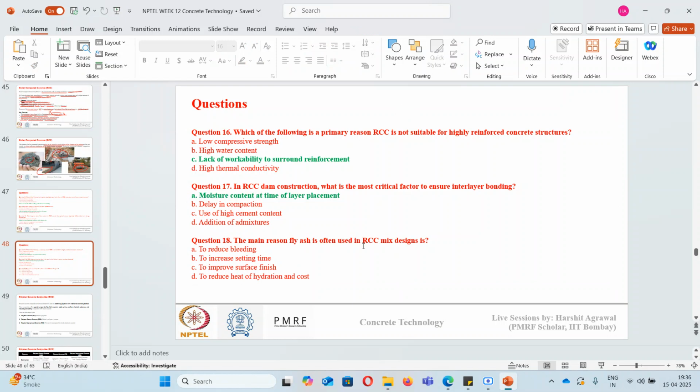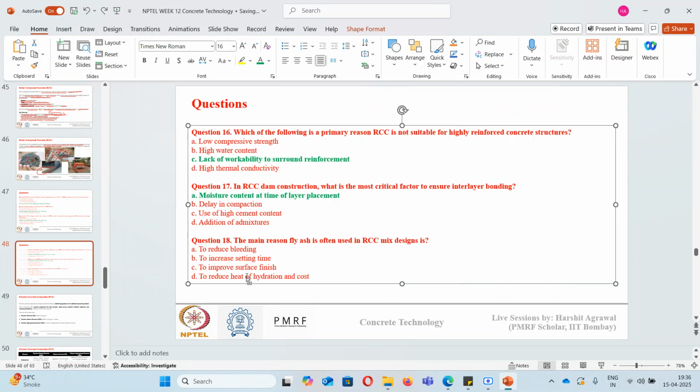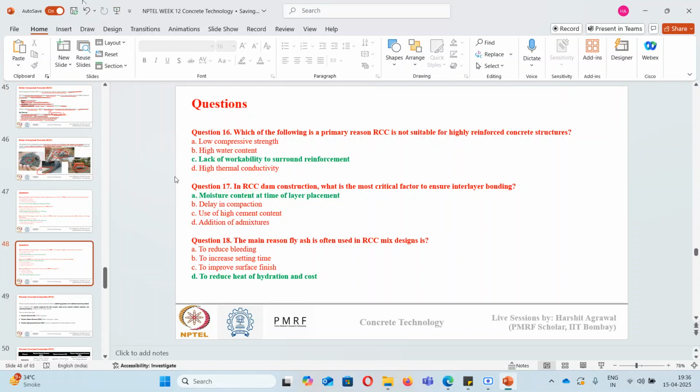Question number 18. The main reason fly ash is often used in roller compacted concrete is, so this is a very straightforward question. The answer is to reduce the heat of hydration and cost. Since we are using a very low water to cement ratio, the hydration rate may be fast. Okay, and to reduce the heat of hydration, we use fly ash as an additional SCM in roller compacted concrete.